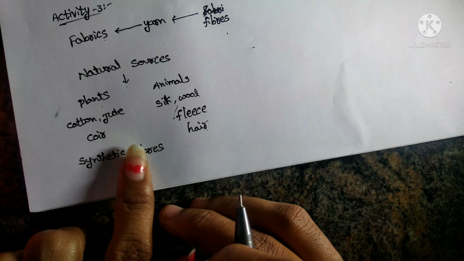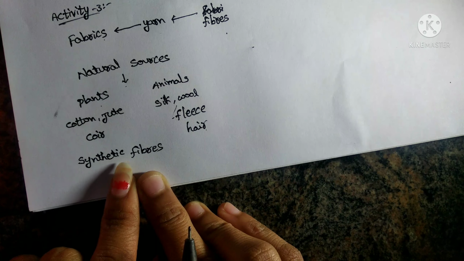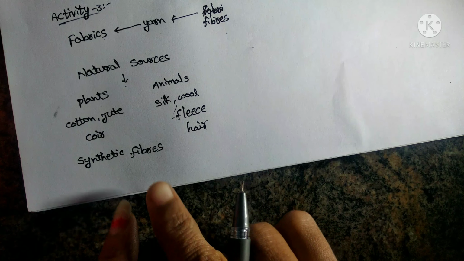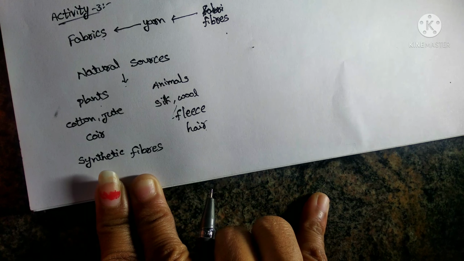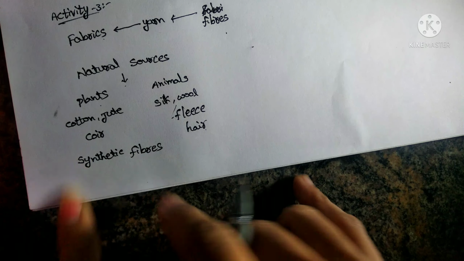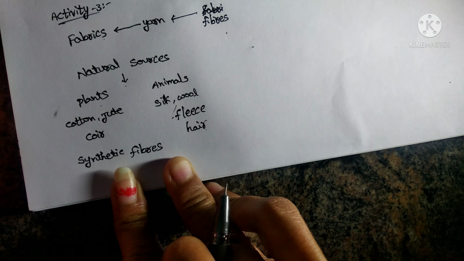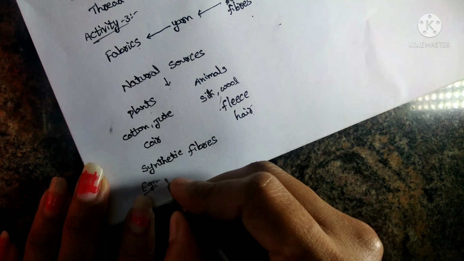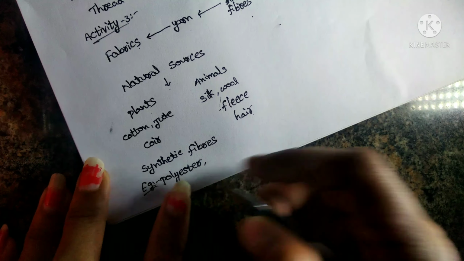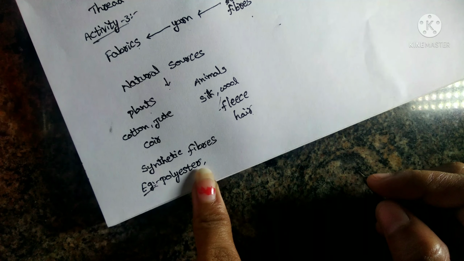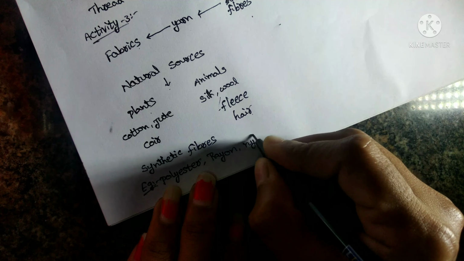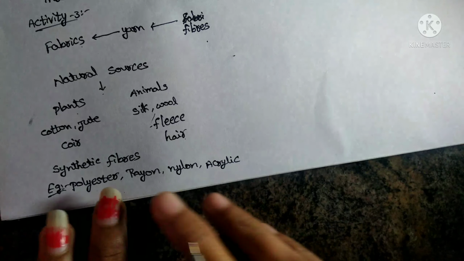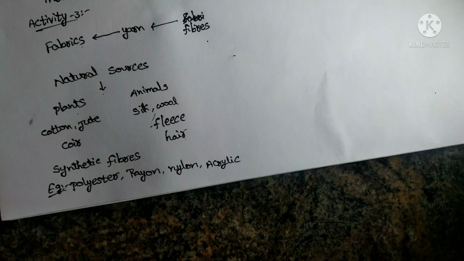So we can give another definition: the fibers which are not obtained from plants or animals are called synthetic fibers. Or another definition: the fibers which we prepare using chemicals are called synthetic fibers. Synthetic fibers have another name also, artificial fibers. Examples of artificial fibers are polyester, which in daily life we may call polyester too, rayon, nylon, and acrylic. Like this we can give examples for synthetic or artificial fibers.